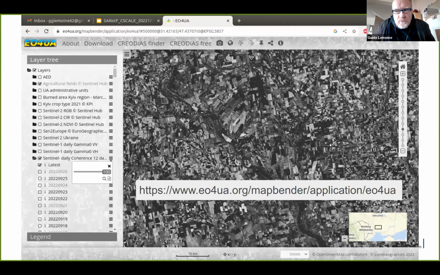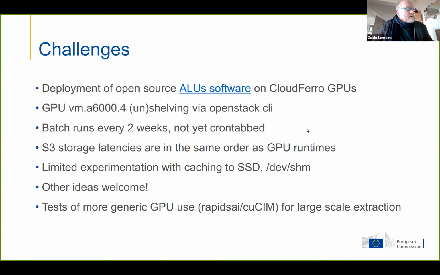The EO4UA initiative has a viewer. It has access to different what we call card types. So Copernicus analysis ready data, which is the usual Sentinel-2 things, stuff from Sentinel Hub, but also daily gamma and also this coherence, that you can actually visualize. The background here is actually a coherence scene. Again, the link is there. You can try it out when you get the slides.